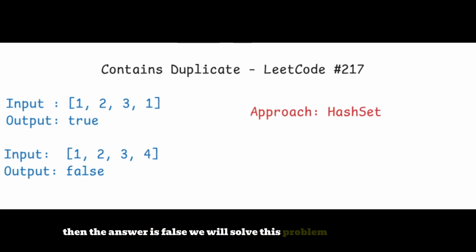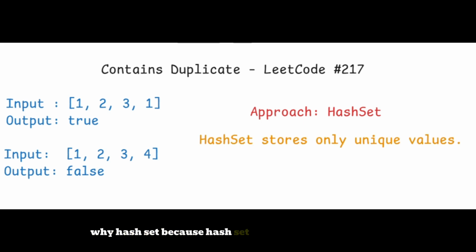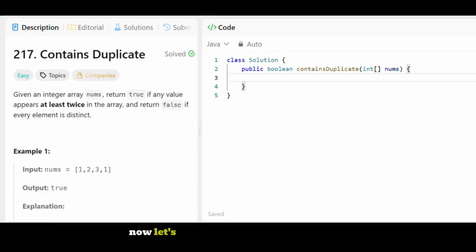We will solve this problem using a HashSet. Why HashSet? Because HashSet stores only unique values. If we try to add a value that already exists, we immediately know it is a duplicate. Now let's understand each line one by one.